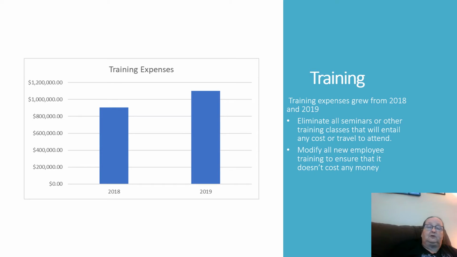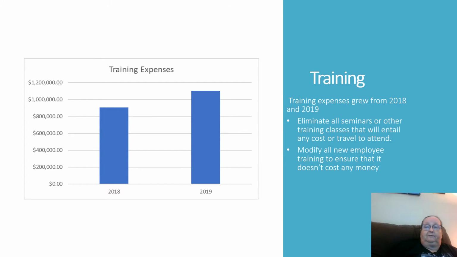The first one I looked at was training expenses. While training is important, training expenses, as you will notice on the graph, did grow from 2018 to 2019. The growth was not that big.